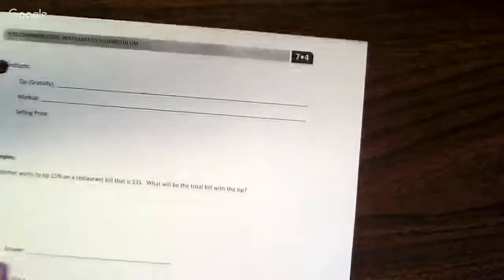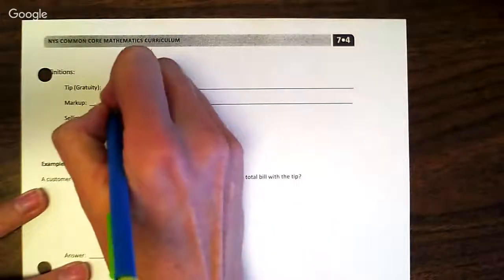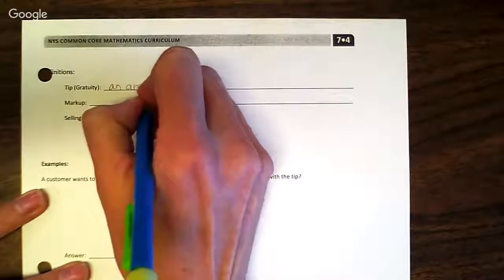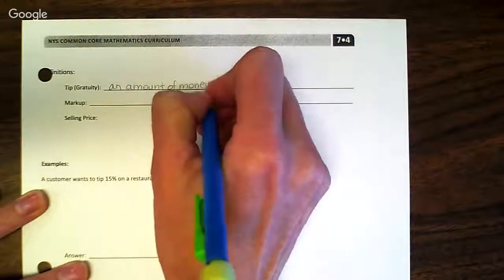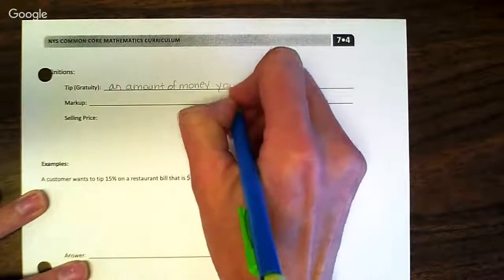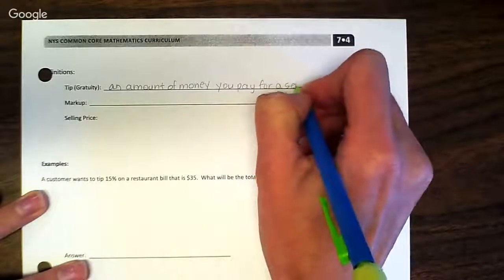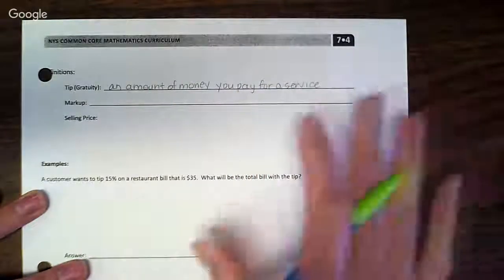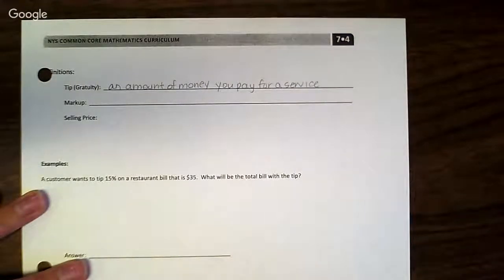All right, let's go into tip, gratuity, and markup. Let's take a definition down first. A tip is an amount of money you pay for a service. So this could be a hairdresser, or I like to get my nails done. You pay somebody a tip. A lot of restaurants, waiters and waitresses, they'll get tips as well.